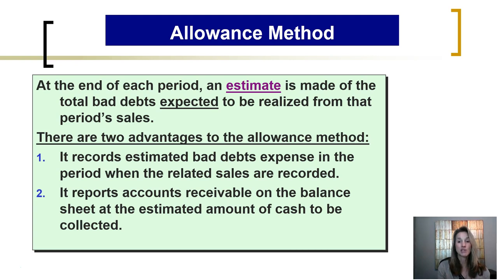There are advantages to this method. It records the bad debt expense in the accounting period during which the related sale is also recorded, meeting that matching or expense recognition principle. It then also reports accounts receivable on the balance sheet at what we truly believe will be collected, or the estimated amount of cash that really will come in from those accounts receivable.